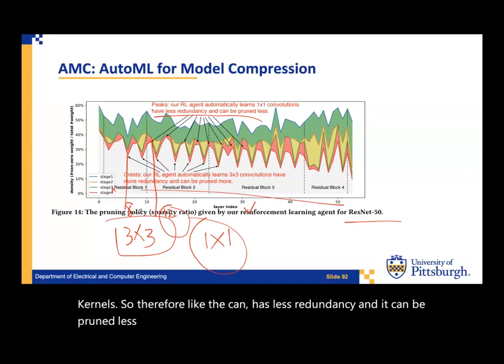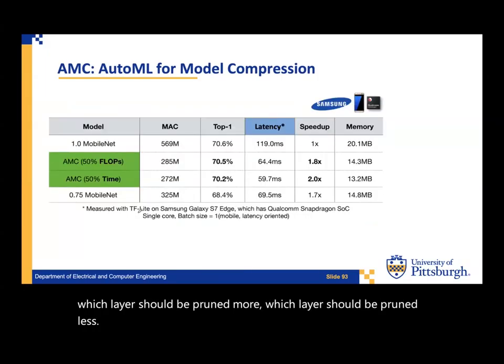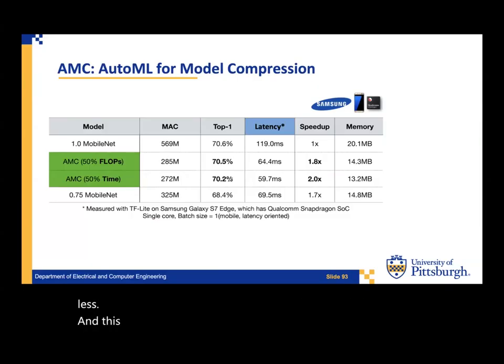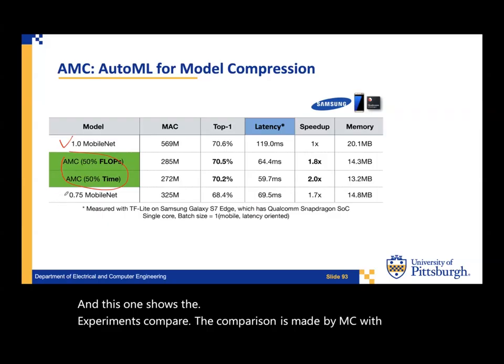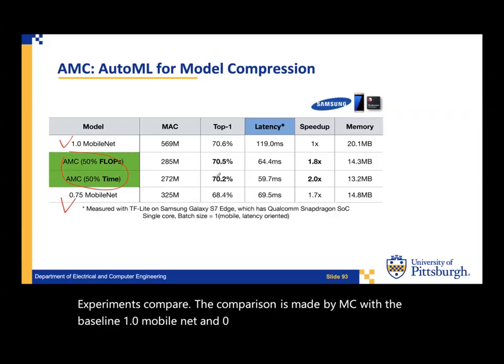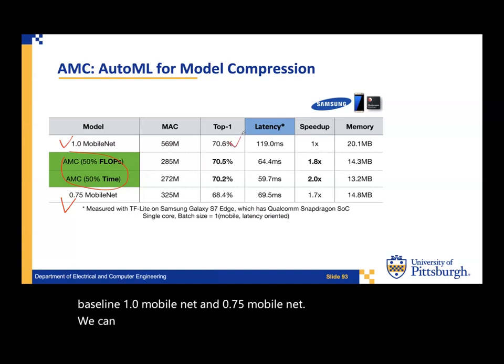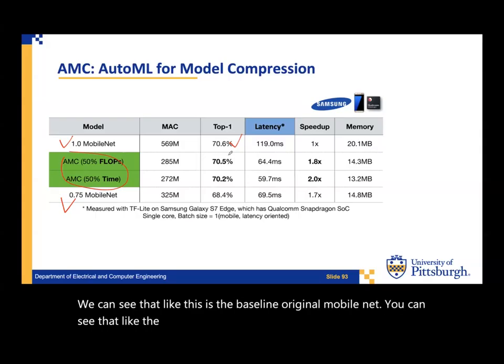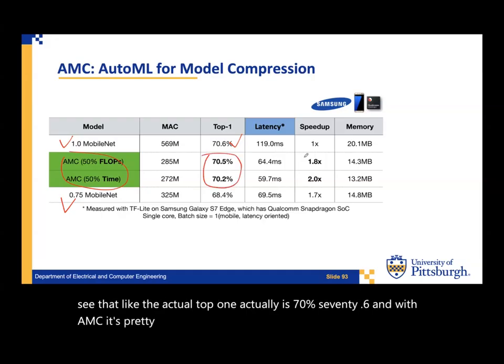So basically, you can find that they automatically learn which layer should be pruned more, which layer should be pruned less. And this one shows the experiments, the comparison made by AMC with the baseline 1.0 MobileNet and 0.75 MobileNet. We can see that this is the baseline, the original MobileNet. The top-1 accuracy is 70.6%, and with AMC it's pretty much maintained, very similar, and achieves almost twice the speedup.